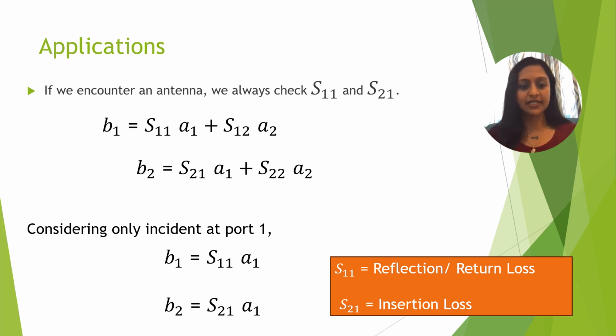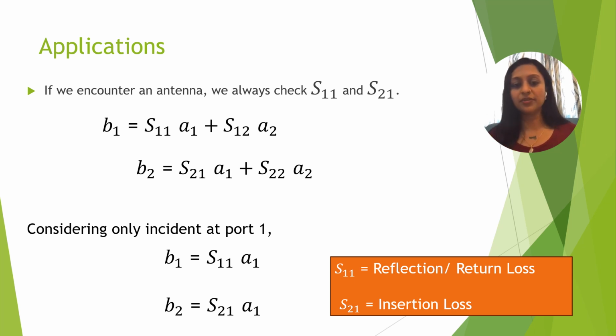Let's consider the same equation. B1 is equal to S11A1 plus S12A2, and we will write the equation for B2 also, which goes as S21A1 plus S22A2. Now let's consider that the input is only at port 1. So A2 goes to 0, there is no input at port 2, so the terms related to A2 go to 0. I'm left with B1 equal to S11A1 and B2 equal to S21A1. S11 is what we already discussed, the reflection loss, and S21 will talk about insertion loss.